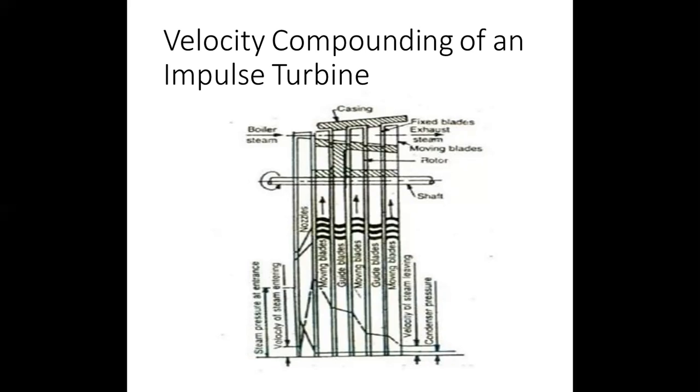After passing through this second ring of moving blades, a further portion of velocity is absorbed. The steam is now directed by the second ring of fixed blades to the third ring of moving blades and then enters the condenser. This turbine can run at about one third of the speed of a De Laval turbine for the same pressure drop and diameter of the wheel. All the pressure drop occurs in the nozzles.